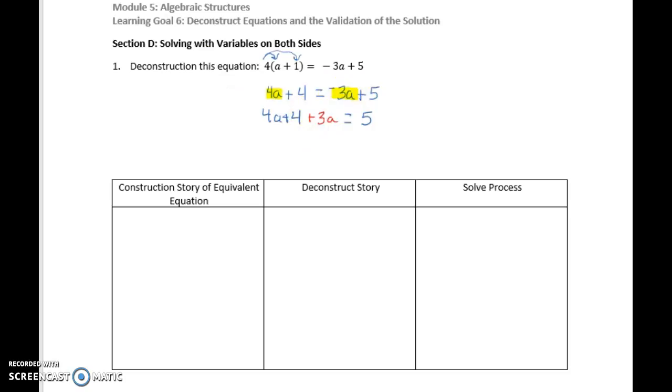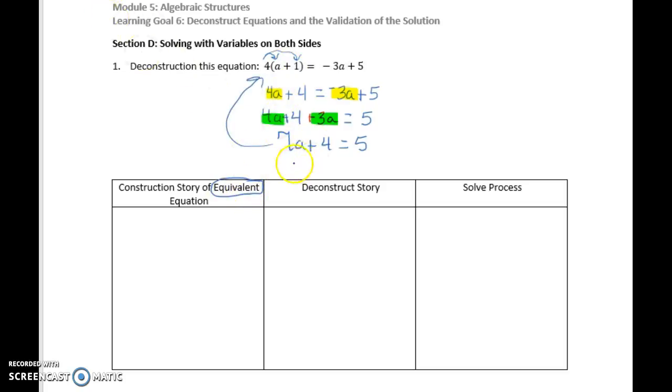And now we have like terms, and our like terms are our A's. We want to combine those because, again, we still cannot write a story at this point because our story would contain two different A's that need to be combined together. And so now we have 4A plus 3A, so now we have 7A plus 4 equals 5. Now our equation is story ready. In other words, now we can actually write the construction story of the equivalent equation. So this was our first equation. Now this equation is equivalent to our original equation.